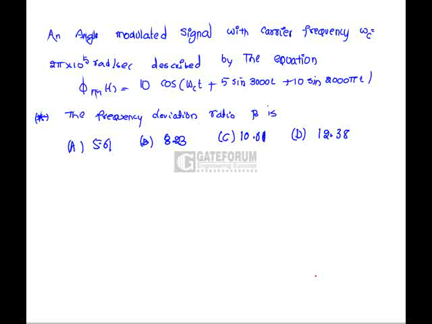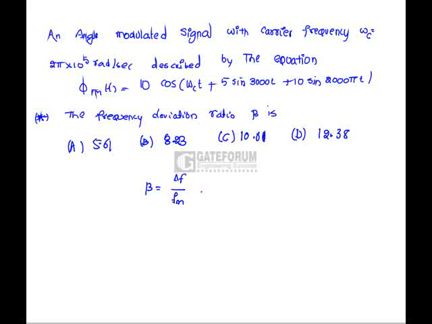Frequency deviation ratio: if a single sinusoidal signal is FM modulated, then we call it the modulation index beta. If multiple sinusoidal signals are modulated on a single carrier, then we call the modulation index the frequency deviation ratio. Okay, so frequency deviation ratio beta is nothing but frequency deviation by maximum frequency in the modulating signal.